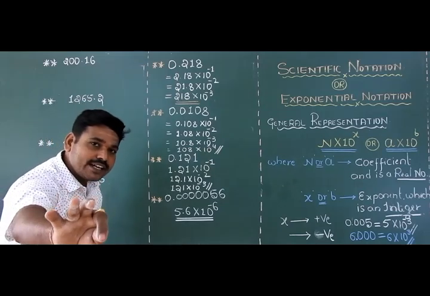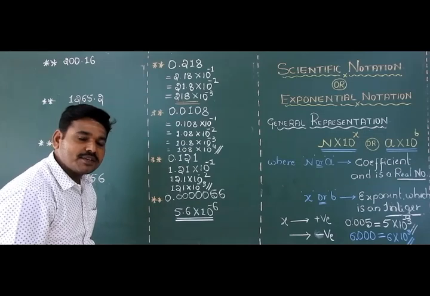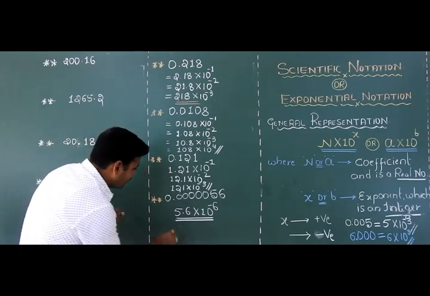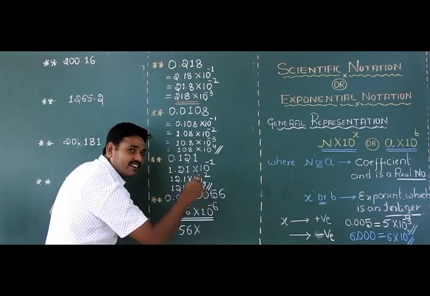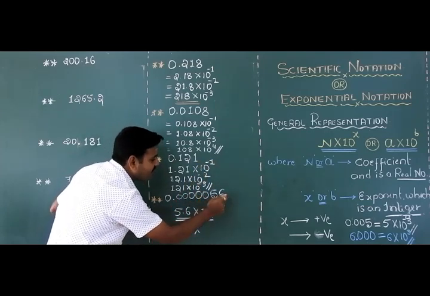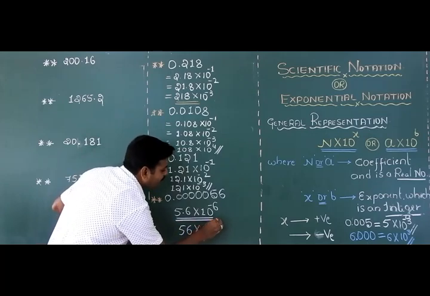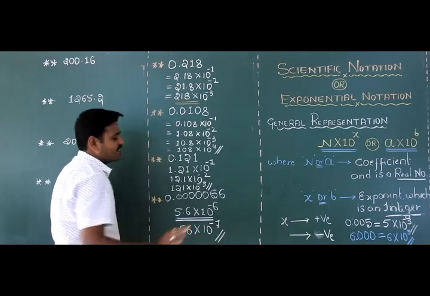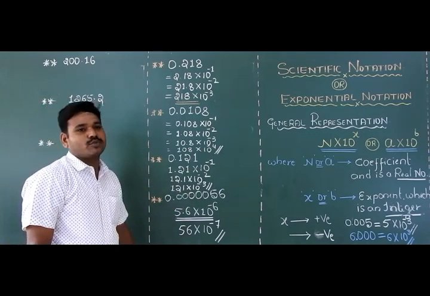Yes, tell me, students, what is one more possibility for this given extreme number? Yes, very good. So 56, shift the decimal point after 7 digits. So the number becomes 56 into 10 to the power of minus 7. So this is regarding the scientific notation for the given extreme number, students.